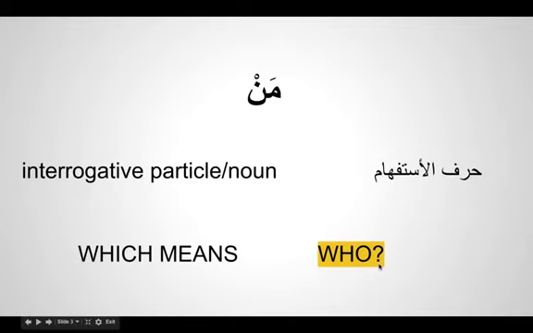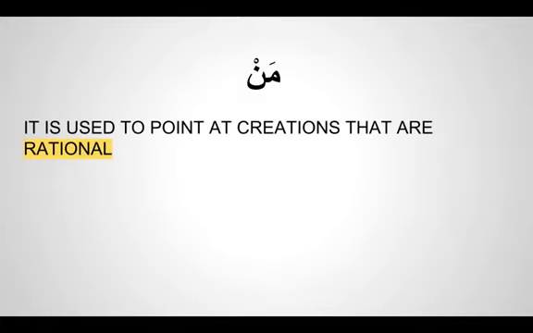When we use who, probably we wouldn't realize that we use who mainly to ask questions about people, like who is this man, who is this boy, who is this girl, who is this lady. So it's the same way man in Arabic is used to point at creations that are rational. So what do you mean by rational? That means they have intellect, they can think, reason and act upon.